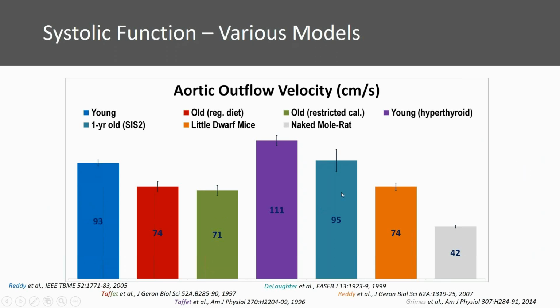A few other interesting models include the little dwarf mice that you can see here in orange, which happen to live 30% longer than their wild-type litter mates. Here we can see that their cardiac function starts out low, and other studies have shown that it remains low for the duration of their life. Similarly, with naked mole rats, which live up to 30 years underground, again, their cardiac function starts low and it remains low for the duration of their life.